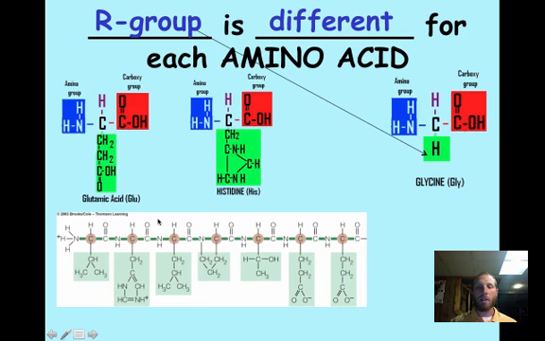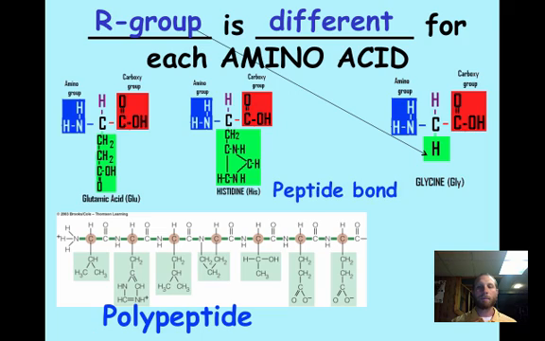This structure down here would be your polypeptide. There's our central carbon, here are our groups. Nitrogen, carbon, carbon, nitrogen, carbon, carbon. The bond between the carbon and the nitrogen is the peptide bond. And there's our polypeptide. And the peptide bond between the carbon and the nitrogen.